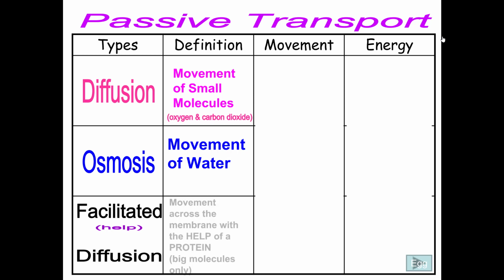We talked about this yesterday with the door. The door was something that helped move larger items. So that's going to be with the help of a protein. So we only are going to be using big molecules for facilitated diffusion.